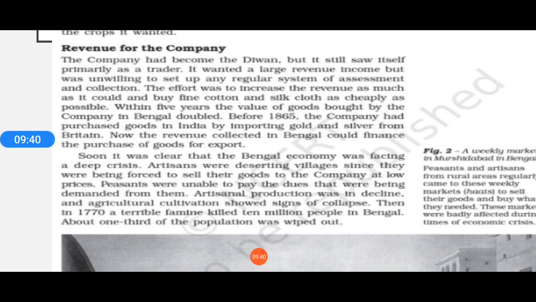Over a period of time, the Britishers increased the revenue and were buying cheap cotton and silk from the artisans of Bengal. So this was the major reason why the economy of Bengal declined.